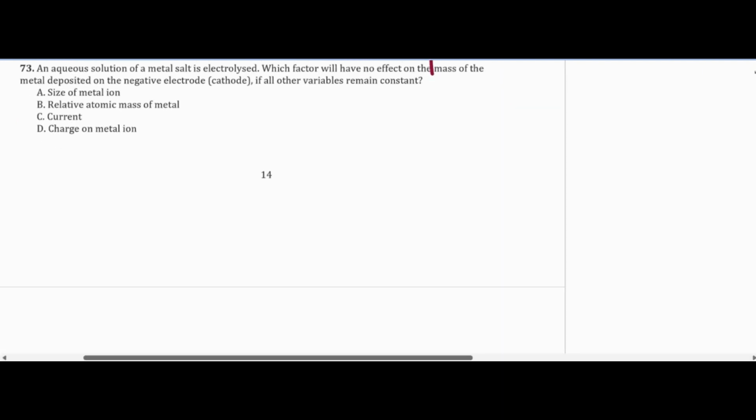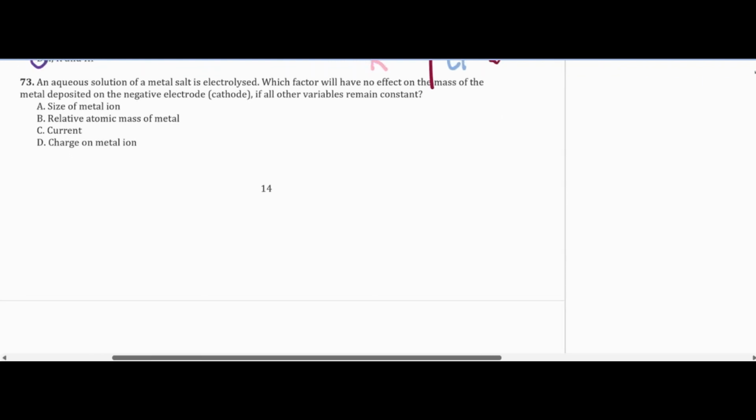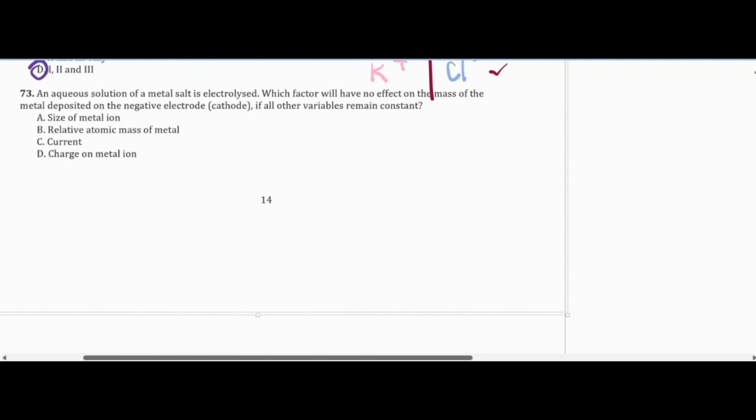73. An aqueous solution of a metal salt is electrolyzed. Which factor will have no effect on the mass of the metal deposited on the negative electrode? Okay, so there are 3 factors that affect electrolysis, and they are the current, the charge, and the atomic mass of the metal. So it's these 3 that will affect, and it's A that won't have an effect.